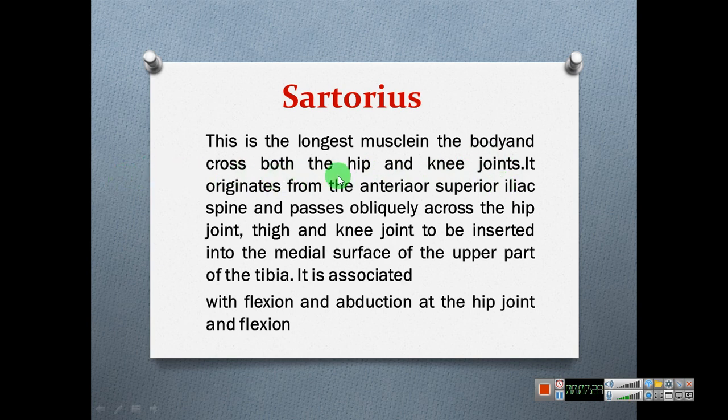It originates from the anterior superior iliac spine and passes obliquely across the hip joint, thigh and knee joint to be inserted into the medial surface of the upper part of the tibia. It is associated with flexion and abduction at the hip joint and flexes the knee joint.